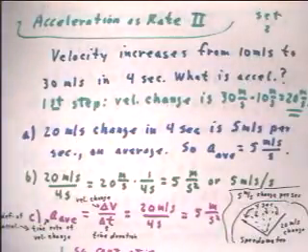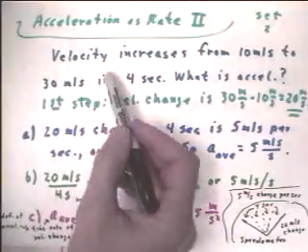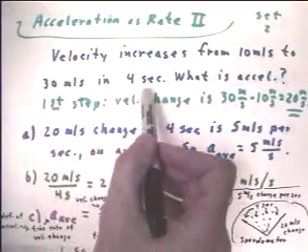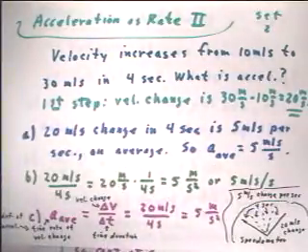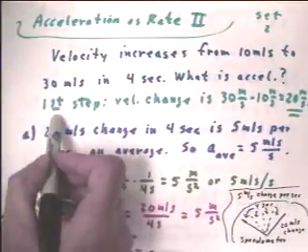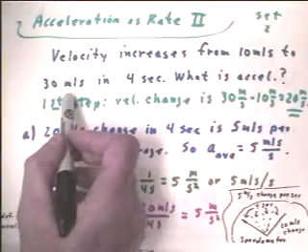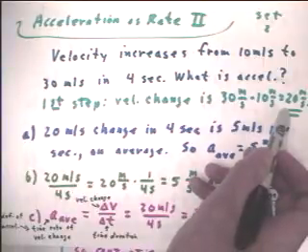Now let's look at another situation. Here we have a situation where velocity increases from 10 meters per second to 30 meters per second in 4 seconds. The question is, what is the acceleration? Well, the first step we want to take here is to note that if we go from 10 to 30 meters per second, we have a 20 meter per second velocity change.